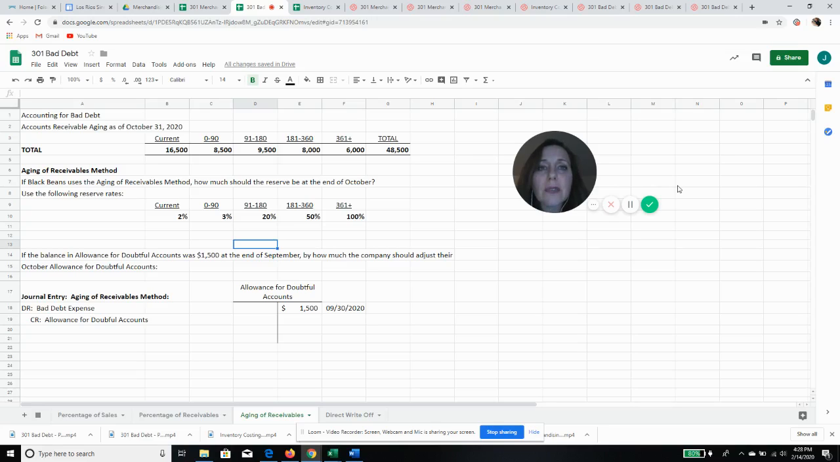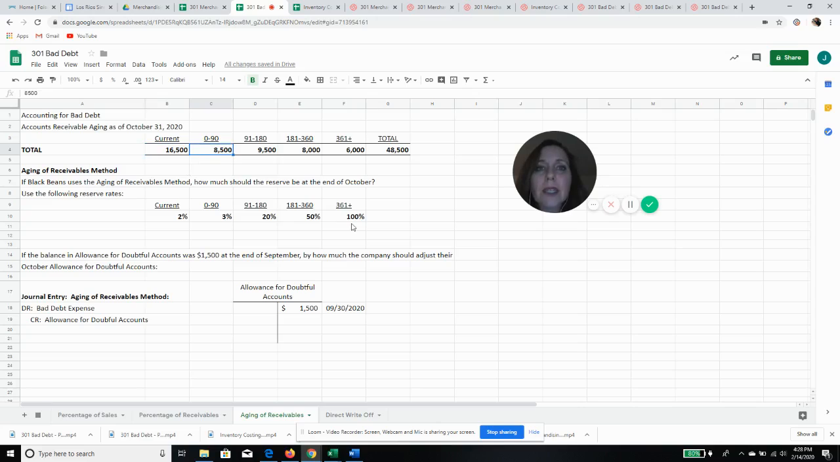The aging of receivables method goes one step further to look at how old the receivables are. So we have our aging, where we have our current balance, which is not yet due. If you think about it, there's a good chance that most of that is going to be collected. There's really no reason to think any of it's bad. It's not even due yet.